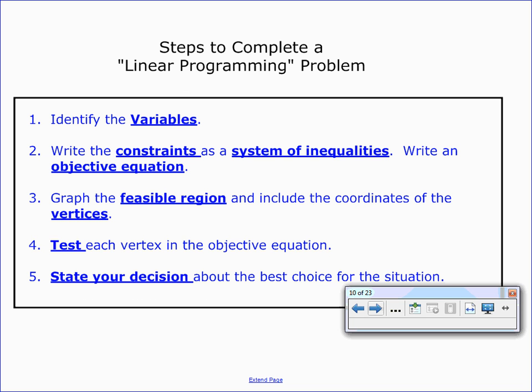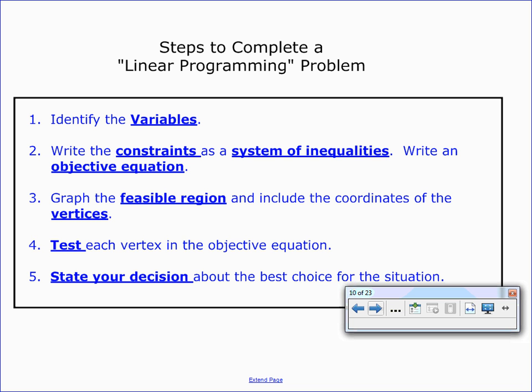We know that step 1 is to identify the variables. Write down what X and Y stand for. Step 2, we're going to write the constraints as a system of linear inequalities and write down an objective function. Next, we'll go ahead and graph those constraints, label the feasible region, and find the corners of that feasible region.